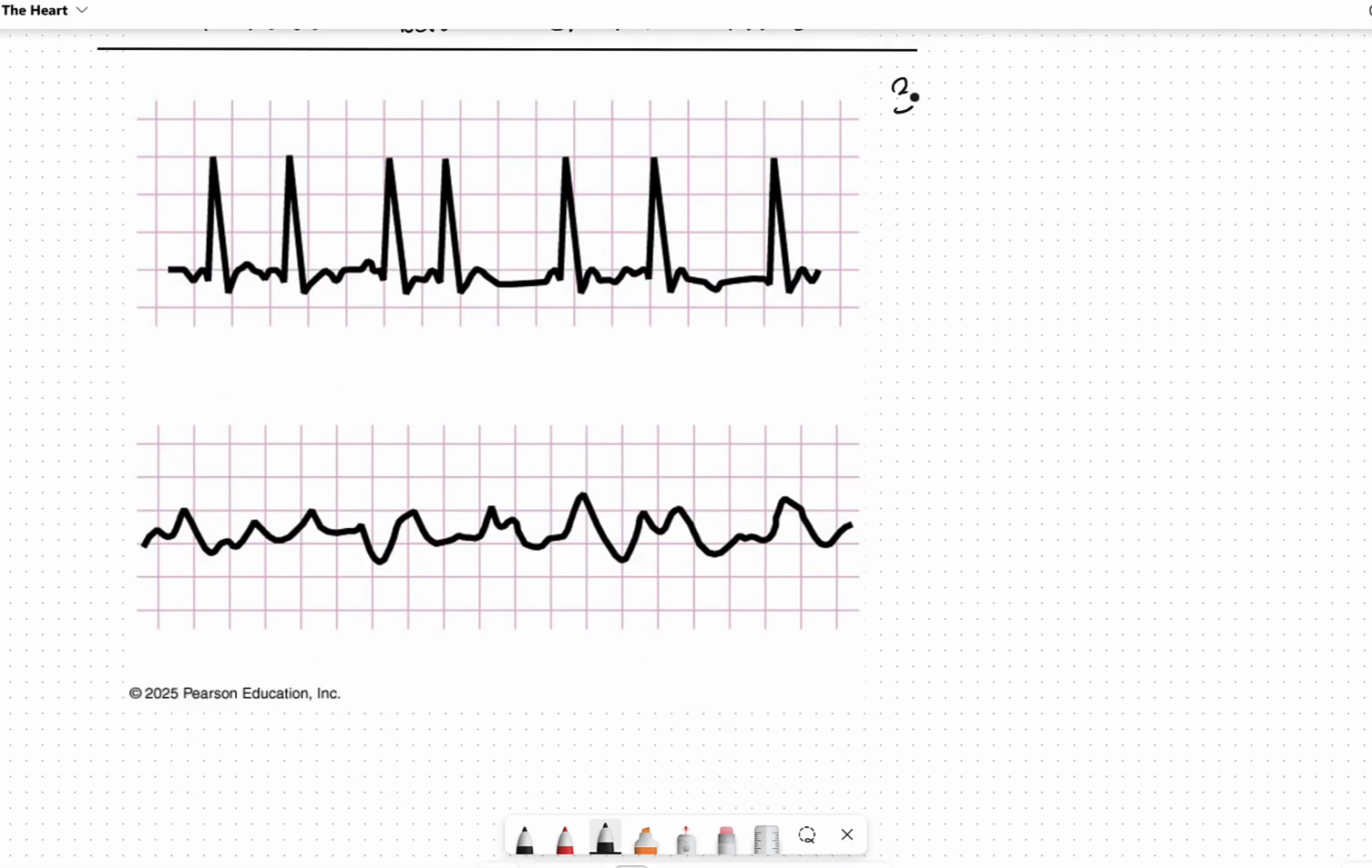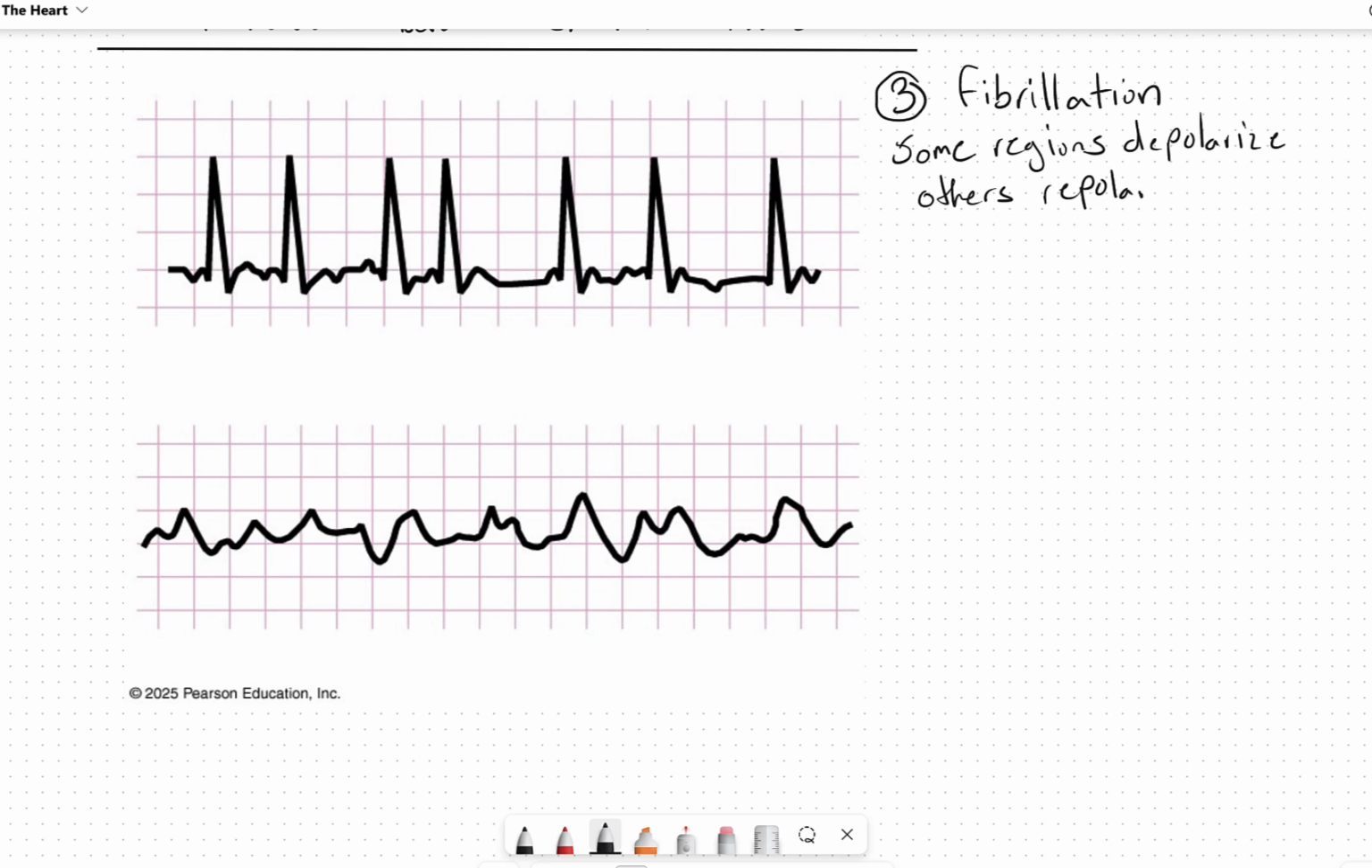Another type of dysrhythmia that can be seen on an EKG is called fibrillation. So fibrillation happens when some regions of a chamber depolarize while others are repolarizing. Essentially, the whole chamber, the atria or the ventricle, is not contracting altogether. Atrial fibrillation is not immediately life-threatening. You can see that in the atrial fibrillation, the P wave is not present. There are regions where it is pretty irregular between the QRS waves, and there's no distinct P waves.